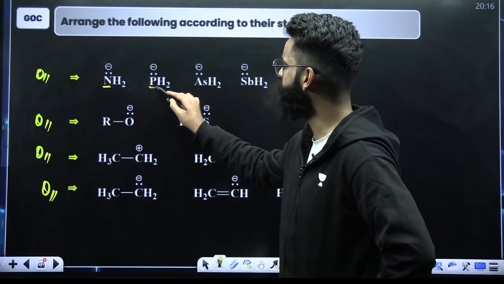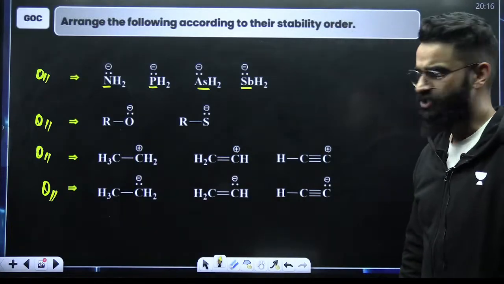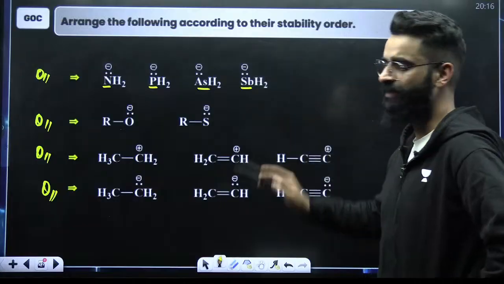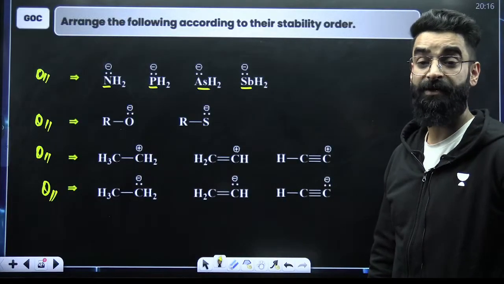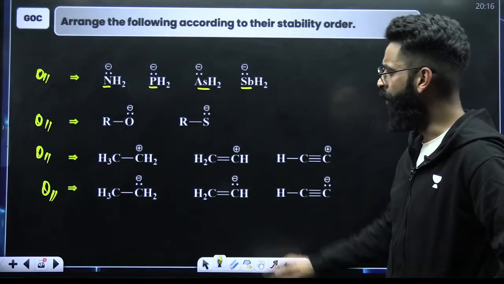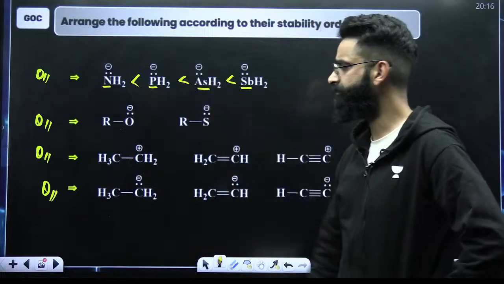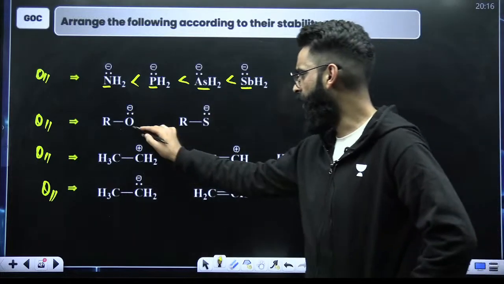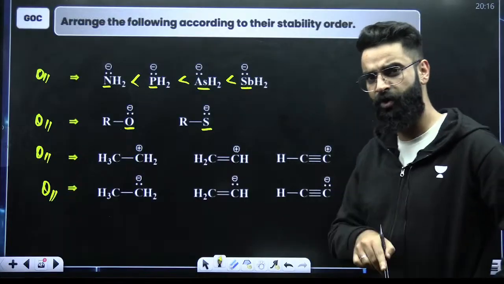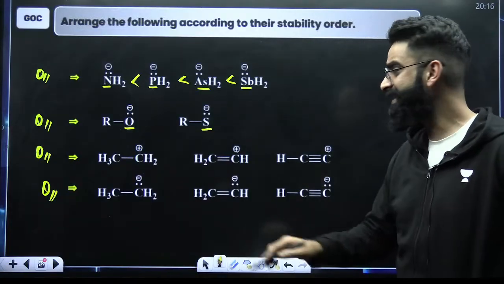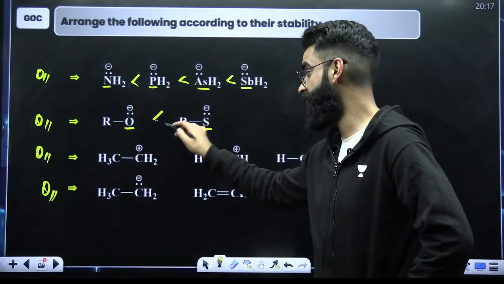Nitrogen carrying negative, phosphorus, arsenic, antimony, right? Perfect. So nitrogen, phosphorus, arsenic, antimony belong to the same group. So you'll be giving the answer as per your volume charge density. More the size, lesser the VCD, more the stability. So this is the order, right? See, oxygen carrying negative, sulfur carrying negative. Oxygen and sulfur belong to the same group. Again, VCD. More the size, lesser the VCD, more the stability.